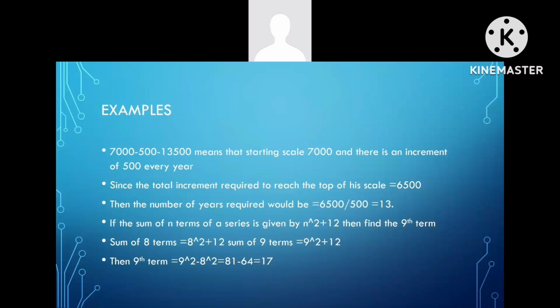Next, another example. If the sum of n terms of a series is given by n square plus 12, then find the ninth term. Sum of 8 terms equals 8 square plus 12. Sum of 9 terms equals 9 square plus 12. The ninth term will be 9 square minus 8 square, that is 9 square plus 12 minus 8 square plus 12. That equals 9 square minus 8 square, that equals 17.